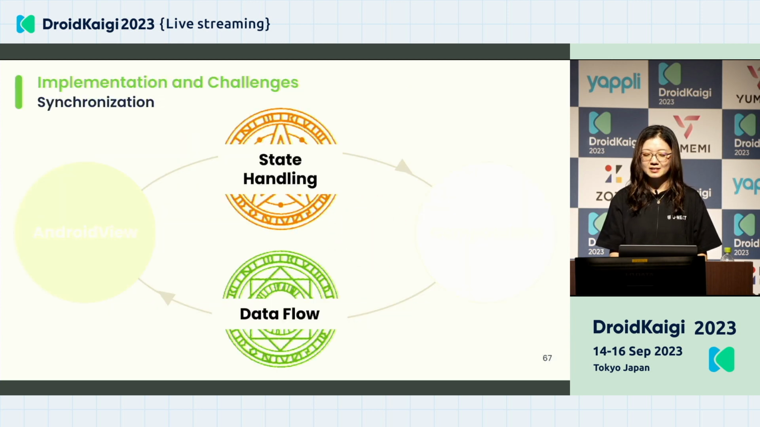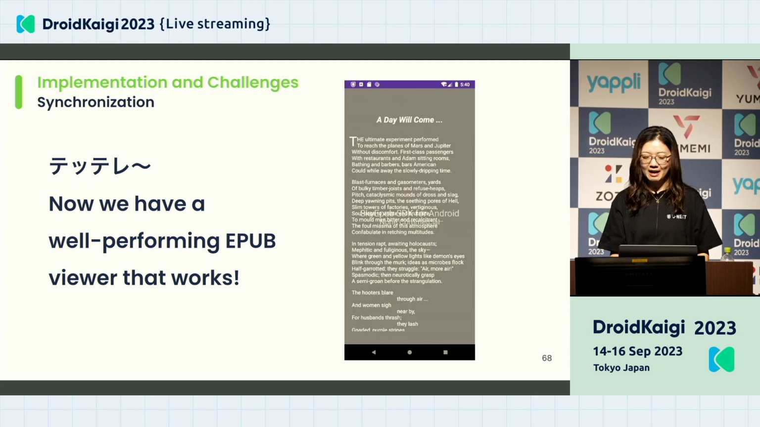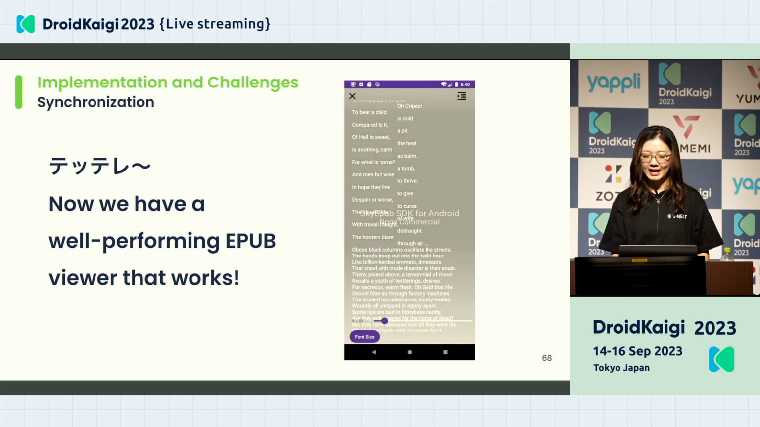After a comprehensive exploration of state handling and data flow, we have successfully acquired the two essential skills for achieving synchronization between AndroidView and the composables. As a result of our efforts, we have successfully implemented a high-performance Epub Viewer.